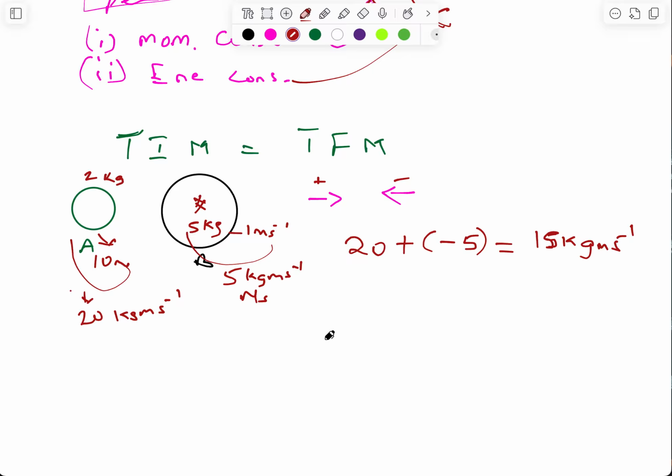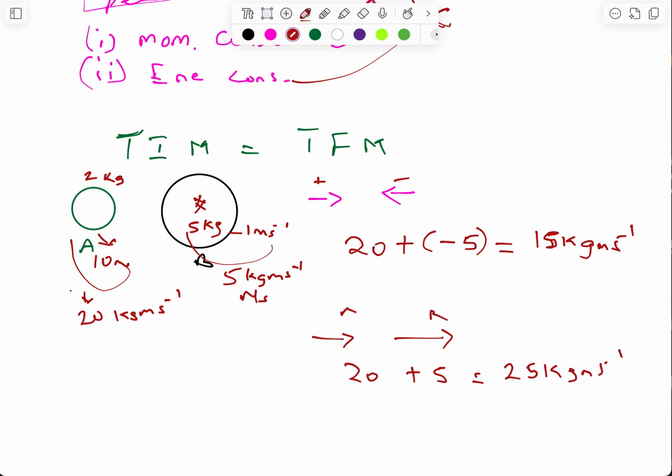Now, another one is, let's say both of them are moving in the same direction. In fact, what I just described is perfect, because since this one is moving with a higher speed than the second one, it will catch up with it and they will collide together. So if they move in the same direction, right and right, in that case you are going to have 20 plus 5, which will be 25 kilogram meters per second.